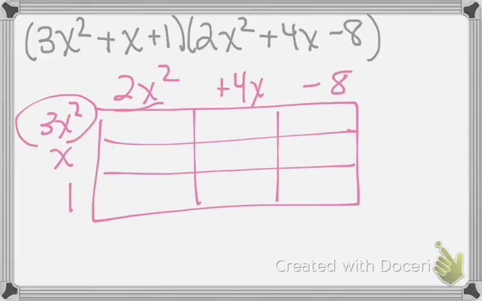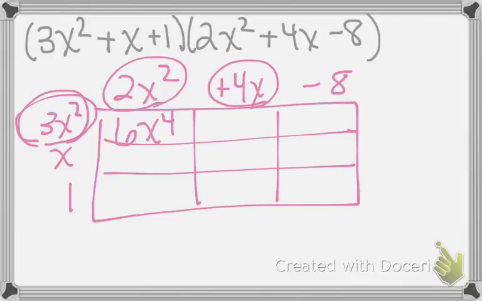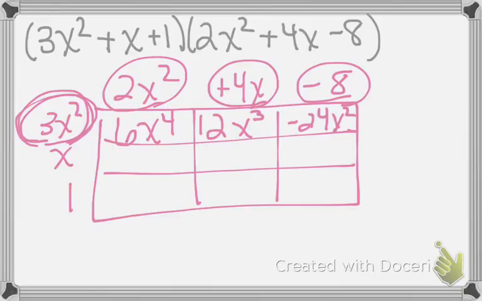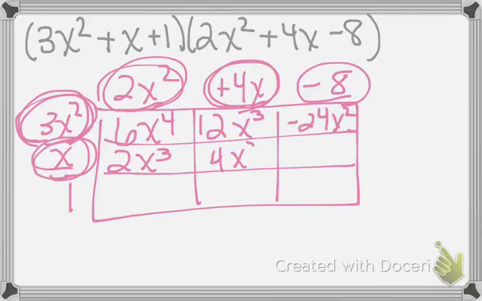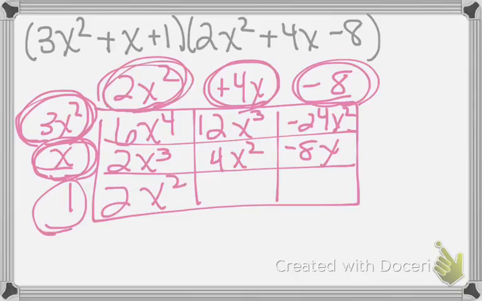So 3x squared times 2x squared gives me 6x to the 4th. Remember, we're adding exponents when we multiply. 3x squared times 4x gives me 12x cubed. 3x squared times negative 8 gives me negative 24x squared. X times 2x squared gives me 2x cubed. X times 4x gives me 4x squared. X times negative 8 gives me negative 8x. 1 times 2x squared gives me 2x squared. 1 times 4x gives me 4x. 1 times negative 8 gives me negative 8.